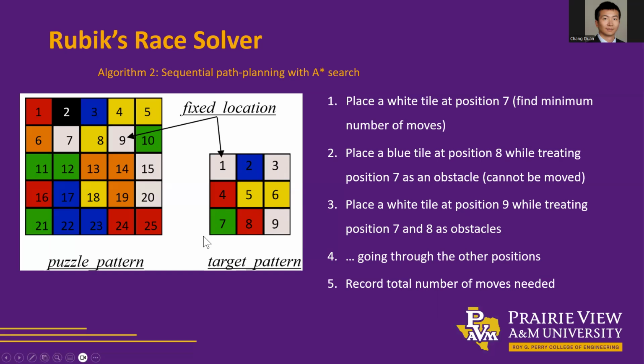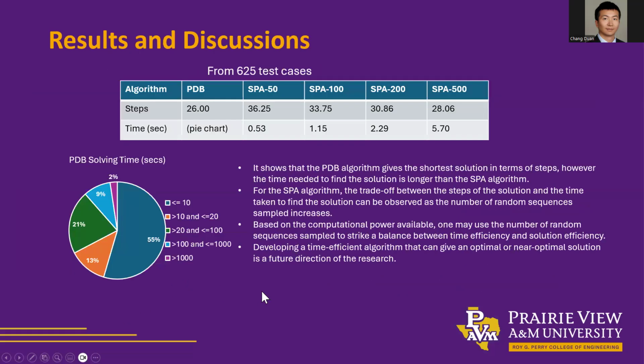So when we explore more sequences, potentially we can find a shorter amount of total moves. Then we pick the shortest, the smallest number of moves to execute the algorithm. So that's the idea for this sequential path planning. Okay.